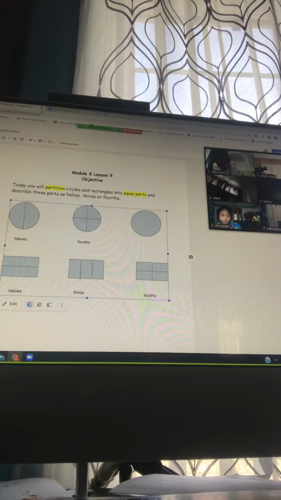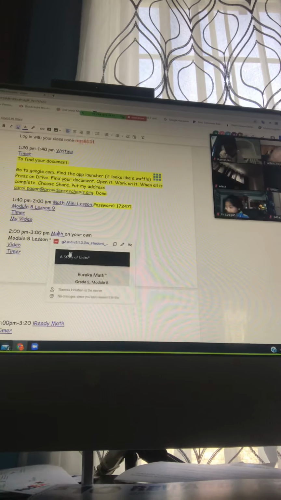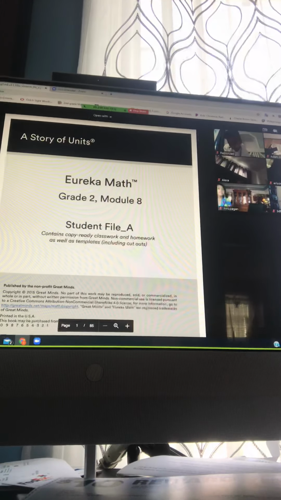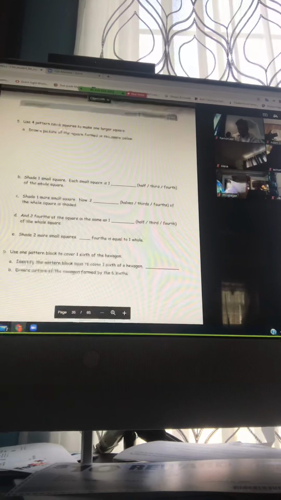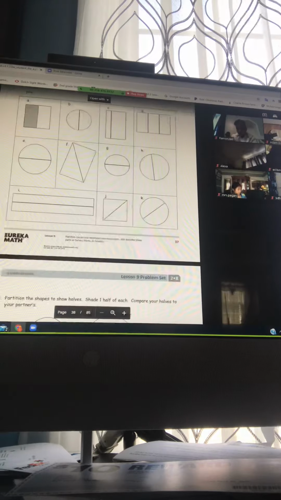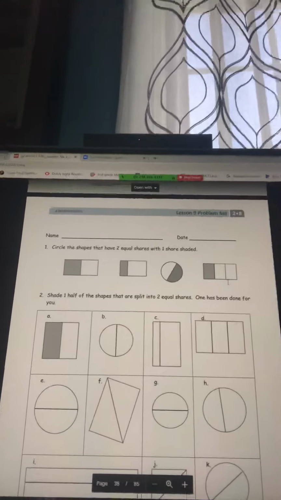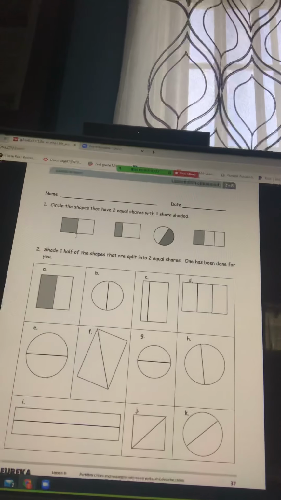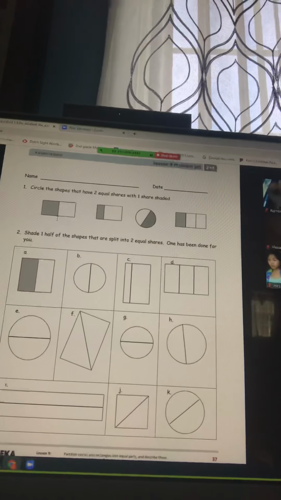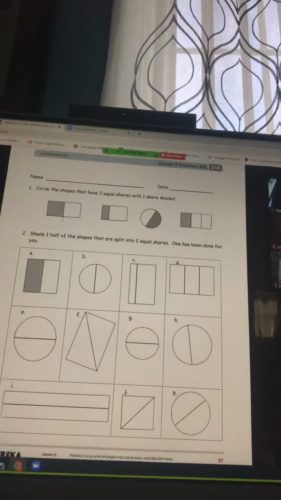Let me bring us to the math book. If you have your math book, go ahead and open it up to page 37. And on page 37, lesson 9 problem set begins. And you are going to see some rectangles and some circles and some squares, and they're going to have partitions. Some of the partitions are not equal pieces, and some of them are.